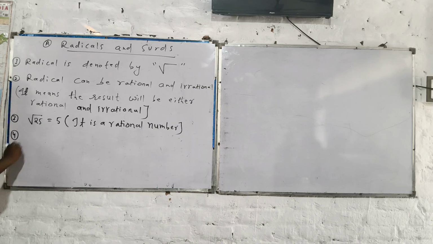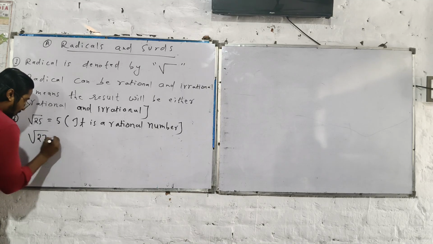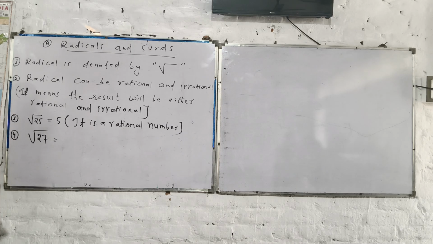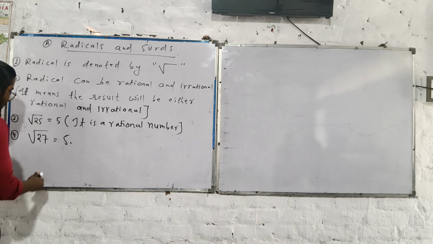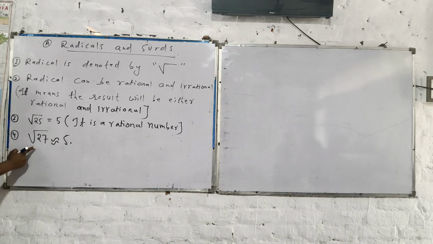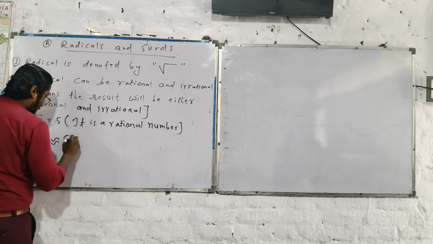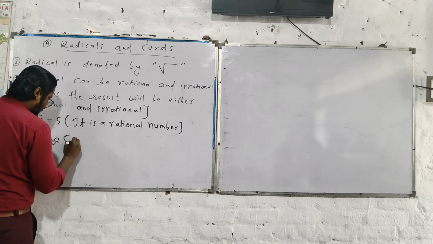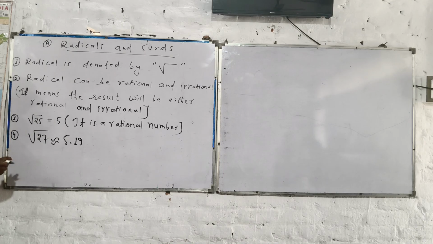Now, if I discuss the square root of 27, we will get an approximate value. It is more than the square root of 25, so we get 5 point something. Let's assume the approximate value is 5.19. I have written approximate.